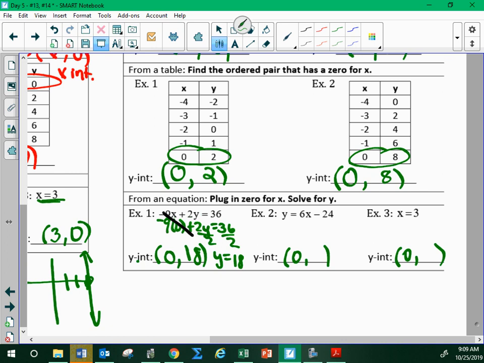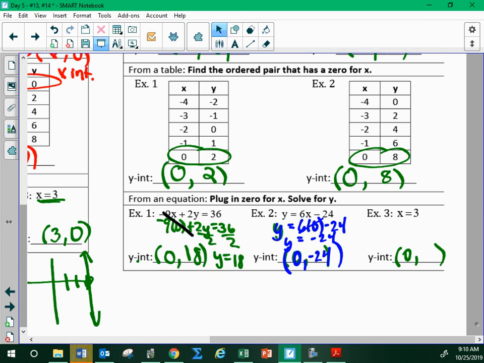Over here, again, I want to find y, so I'm going to leave y alone. The x is just 0, so I have y. It'd be y equals 6 times 0 minus 24. But what is 6 times 0? 0. So what does y equal? Negative 24. That's all we've got left. 0 minus 24 is negative 24. Alright, and then our last one.